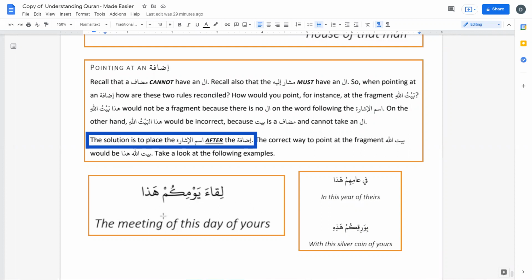Okay, let's see these two examples. Fi amihim hadha. Fi is a harf of jar. Ami is ism majroor, then again coming as mudaf: ami as mudaf, and him is mudaf ilayh. Year of theirs, and because we are pointing to that, hadha is coming at the end: in this year of theirs.